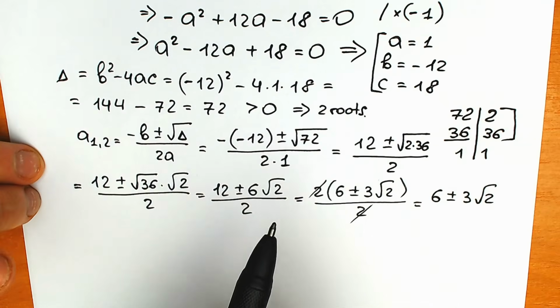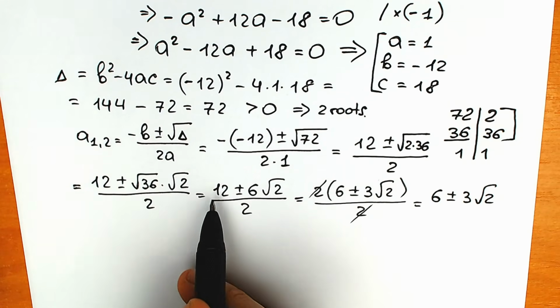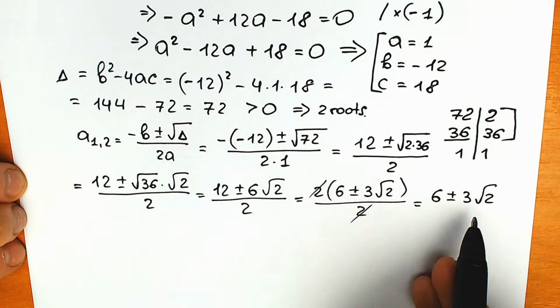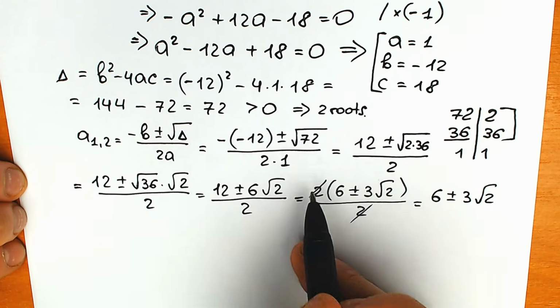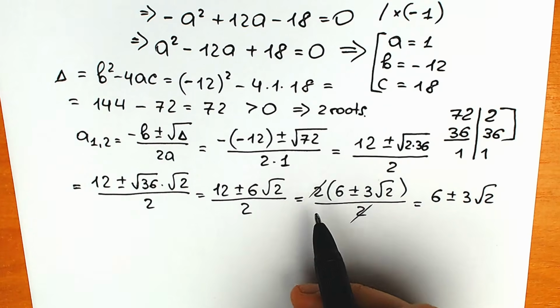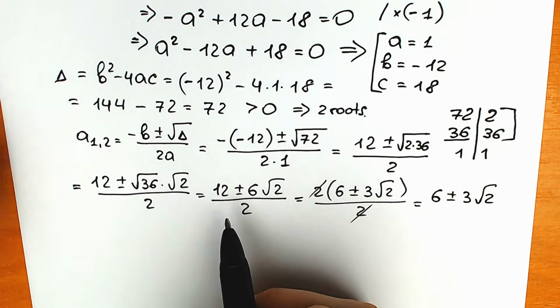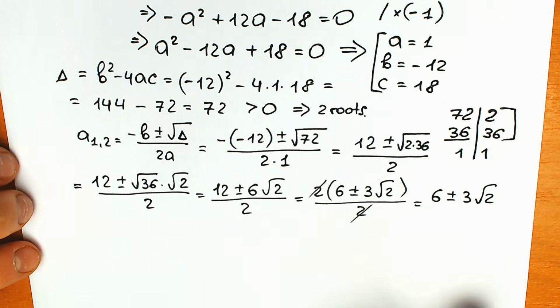But the second one, you can also do in your head. You can divide this coefficient by 2 and this coefficient by 2. So 12 divided by 2 equals 6, 6 divided by 2 equals 3. Of course, factoring is maybe the clearer method for your teacher, and if you don't have time, you can also do it in your head. So this is our answer.